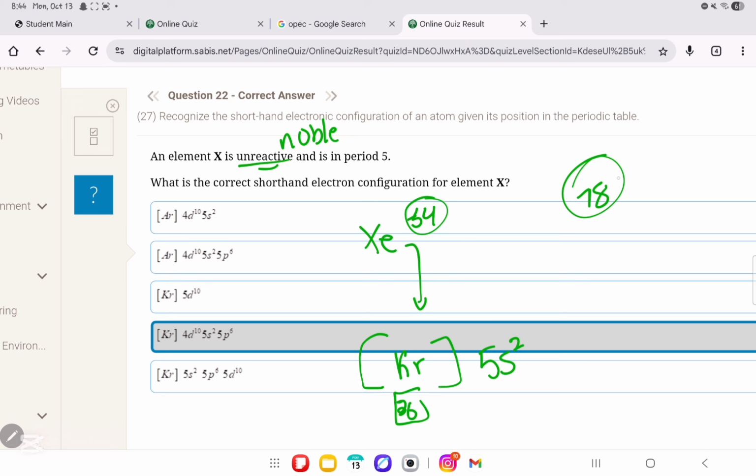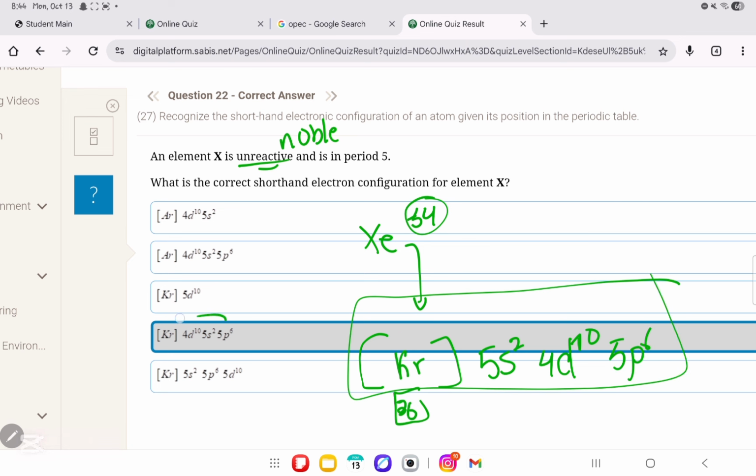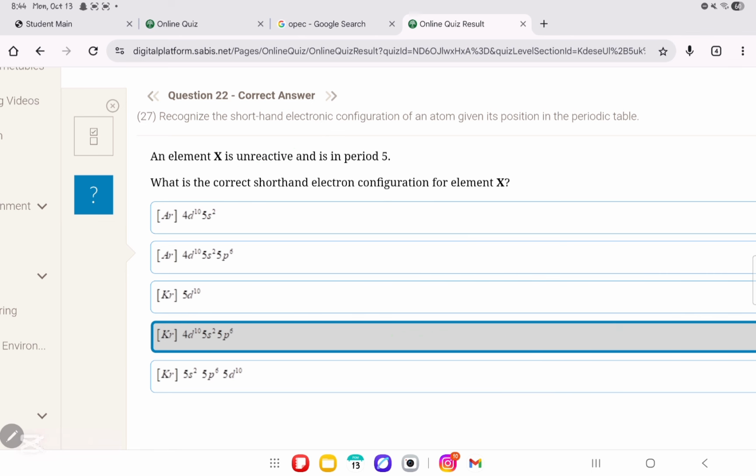So we just used 5s2. It became 18 minus 2, which is 16. Then 4d10. That's 16 minus 10, which is 6. And then last but not least, it's going to be 5p6. So 6 minus 6 is 0. So this is the final format, or you can switch it up. So this is also correct.